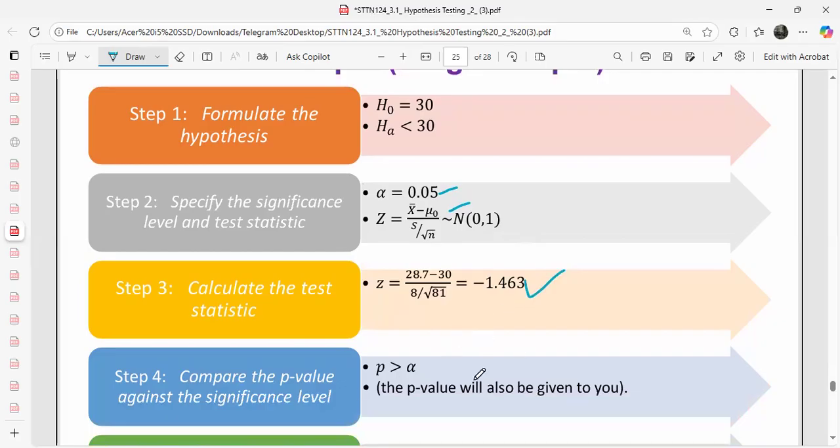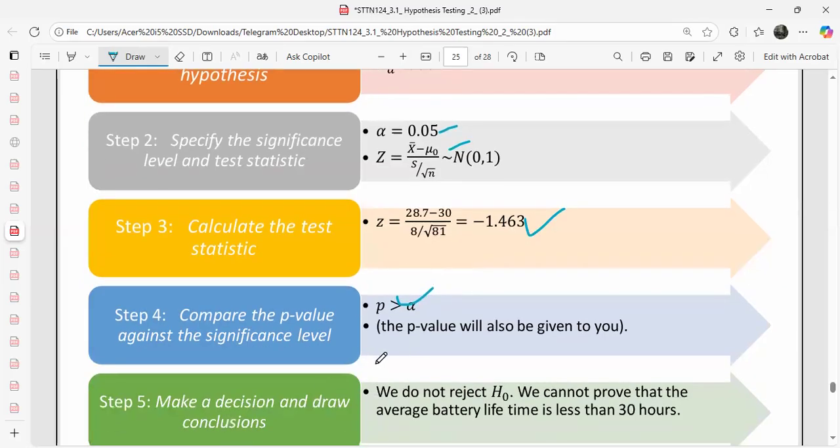Now, when you go to step number 4, that's when you compare the p-value. It was 0.0717, which is greater than 0.05. Therefore, this one you already know how to do. Step number 5: remember, if the p-value is greater than the level of significance, the alpha, we do not reject, or we fail to reject, the null hypothesis.